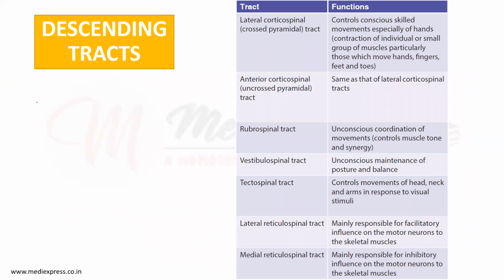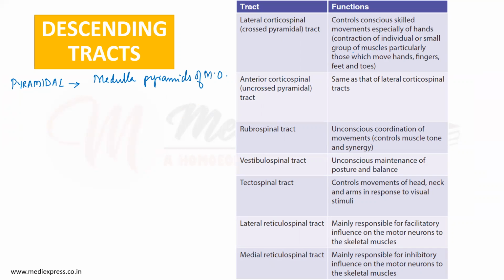Now remember a little detail about the pyramidal tract. They have derived their name from the pyramids of the medulla oblongata, which they pass through. So the first one we have is the corticospinal tract, that is the lateral corticospinal tract and the anterior corticospinal tract.